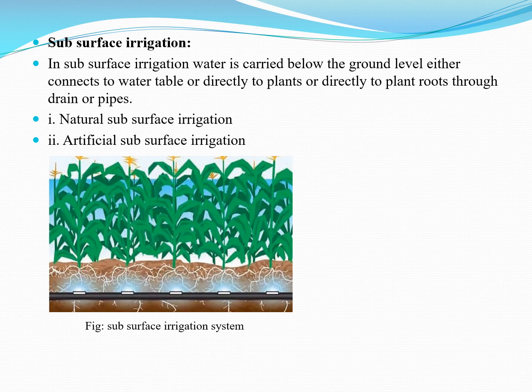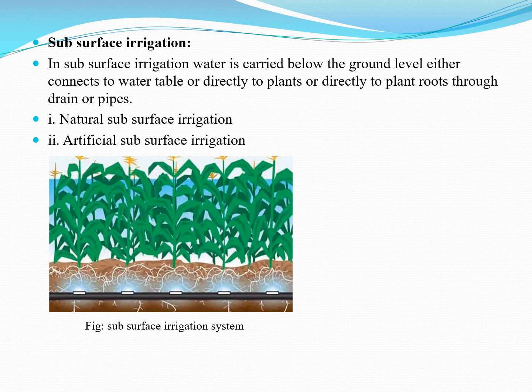Here is the figure which shows the subsurface irrigation system. In that, water is carried below the ground level of the crops. You see this ground level, and below that water is carried either to the water table or directly to the plant roots through drains or pipes. So this is the working of subsurface irrigation.